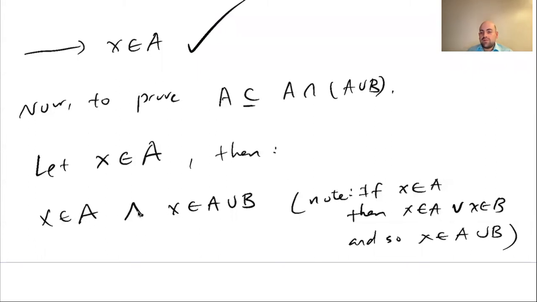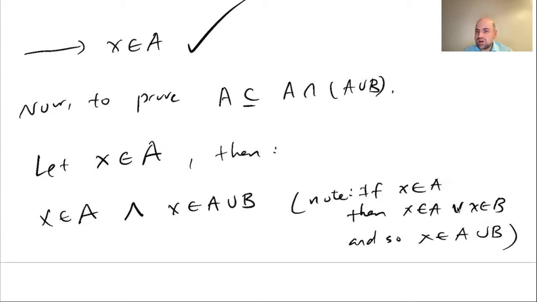But this part, now, if I want to show a conjunction is true, I have to show that both parts are true. But this part is obviously true because I just assumed it. It is my assumption. Now this one is also true. Why is this one true? When can I say that this one is true? If X belongs to A or X belongs to B is true, then I can say this is true. But this is true. Why? Because what was my assumption? X belongs to A. If X belongs to A is true, then this will be true.